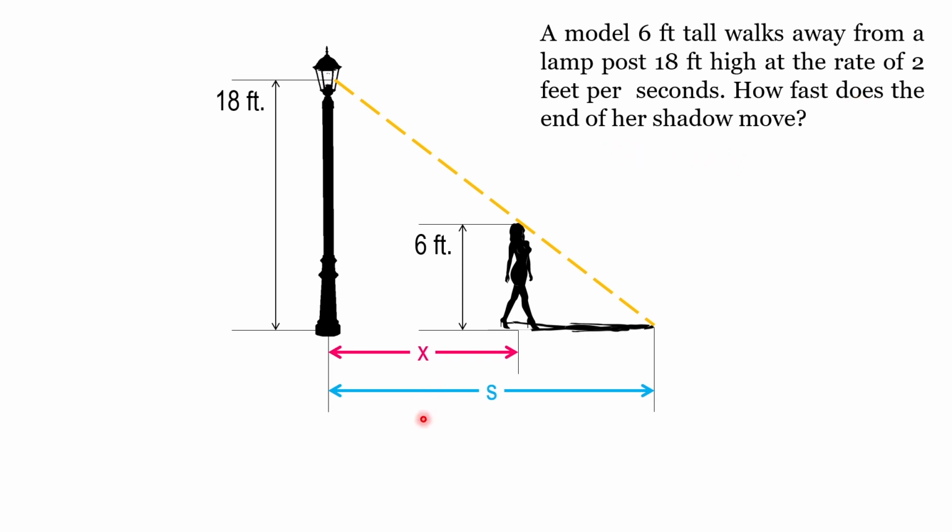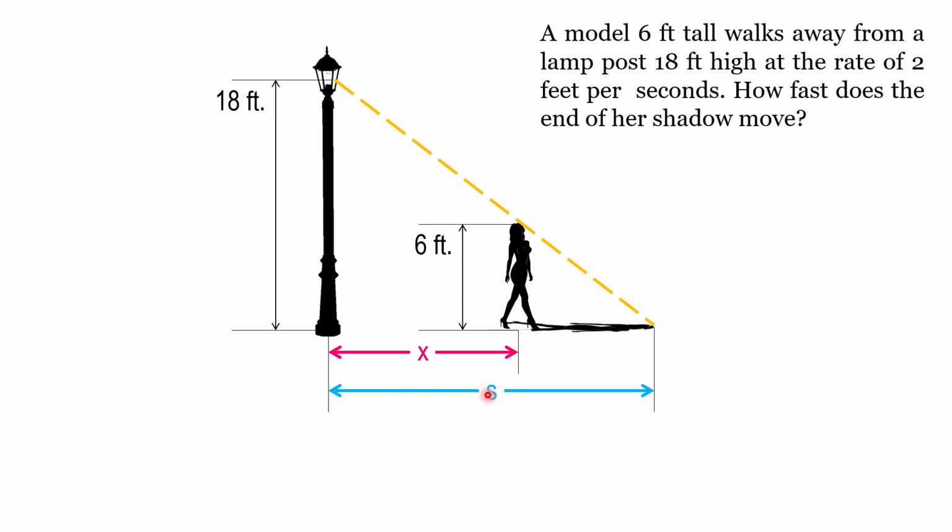So now, we have clearly defined what is asked in the problem. We are trying to find the value of ds over dt, the rate at which s is changing through time. So that is what is asked in the problem.